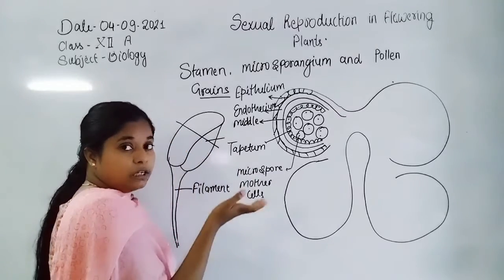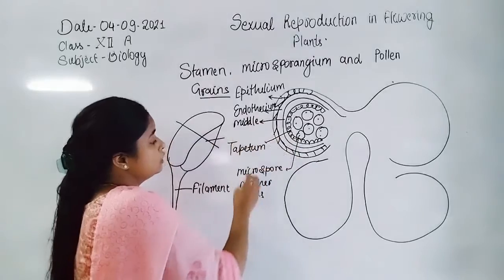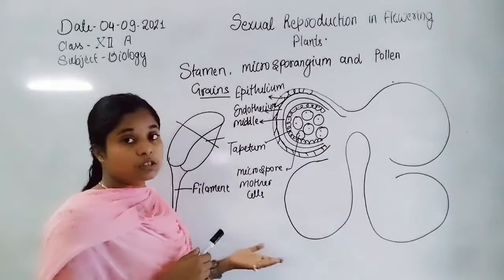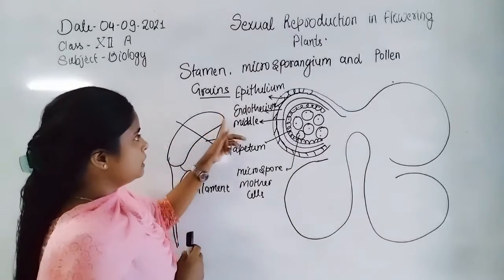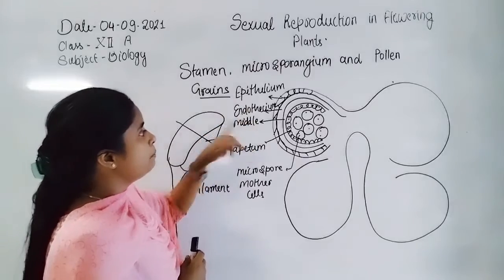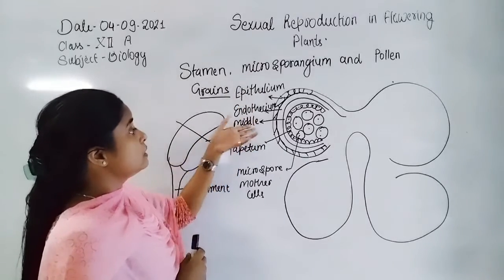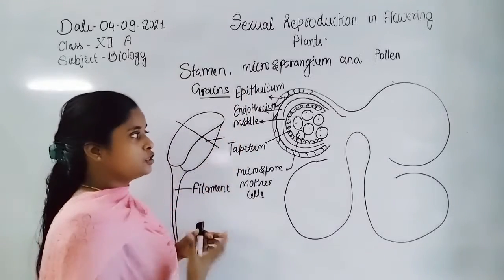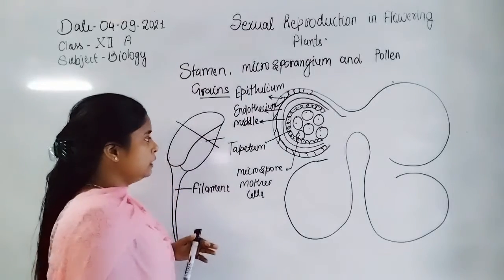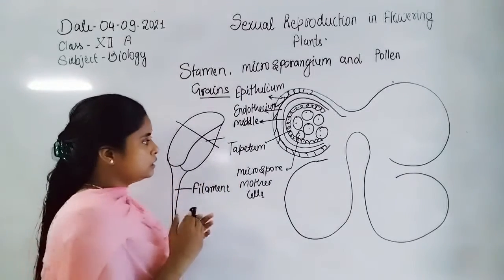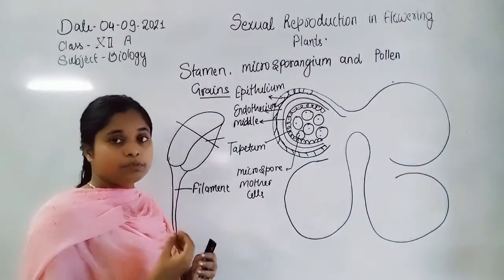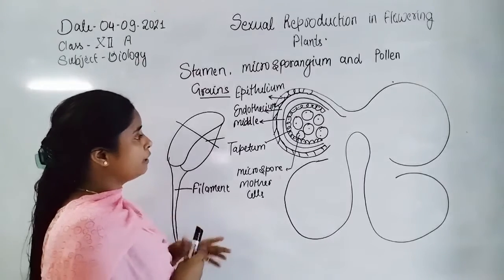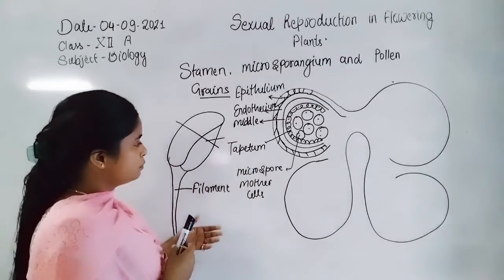Now within the innermost layer, what do they actually protect? They protect only the microspore mother cells, because these are the meiocytes which undergo meiosis division. So overall, the epidermis, endothecium, and middle layer, these three layers help in the protection of the microspore mother cells, while the tapetum is the nutritive layer which provides nutrition to the developing microspore mother cells.